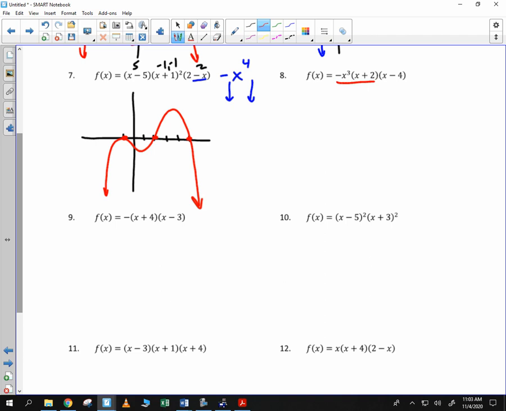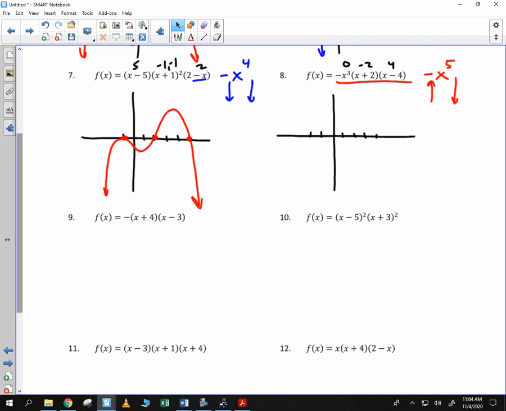The next one, when you multiply it out, you're going to get negative x to the 5th. It's negative, so it's going to end down. And because it's odd, it will start and end in opposite directions. Go ahead and mark. We have 0 and negative 2 and positive 4. Notice a triple root at 0. Pass through, triple root, pass through at 4.